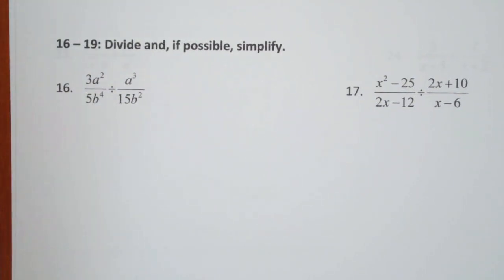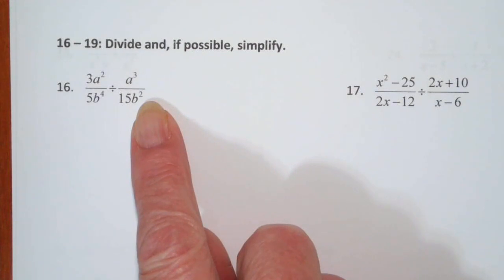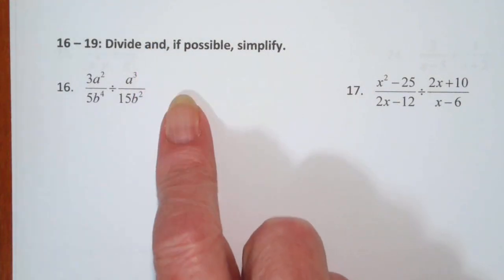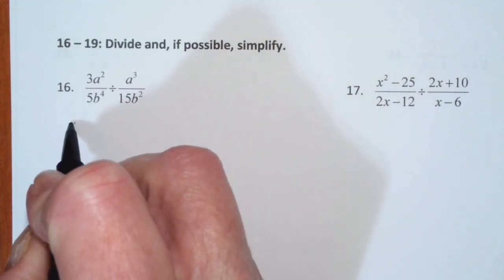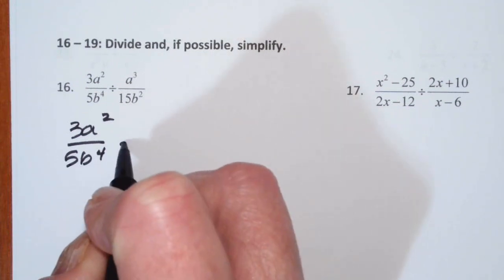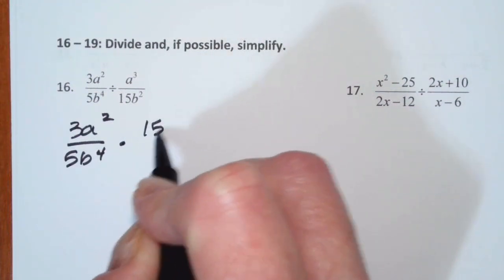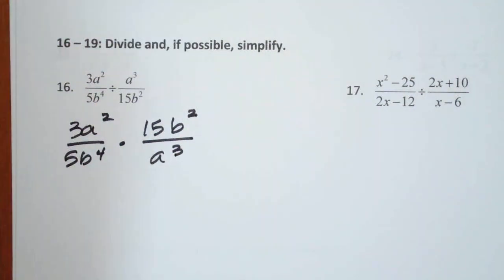Okay, if we want to divide rational expressions, we want to flip the second rational expression and then multiply. So this actually becomes 3a to the second over 5b to the fourth times 15b to the second over a to the third.